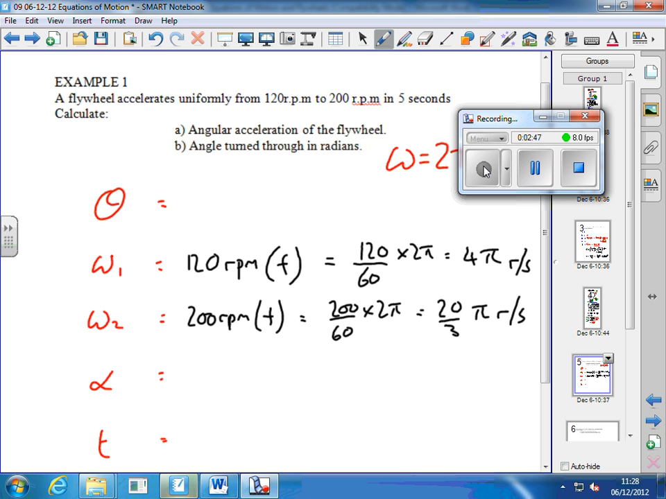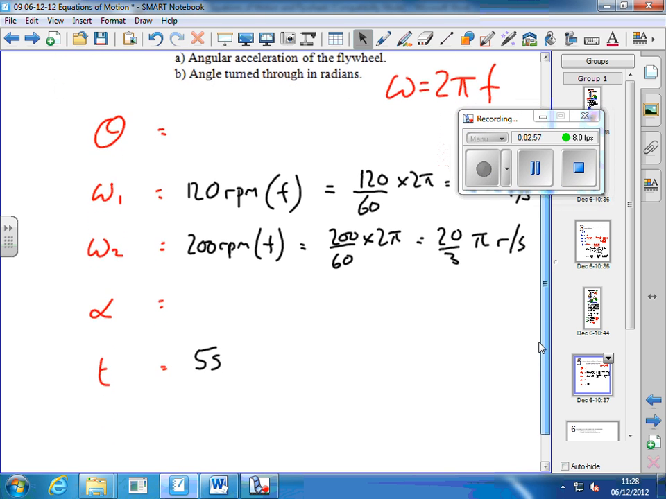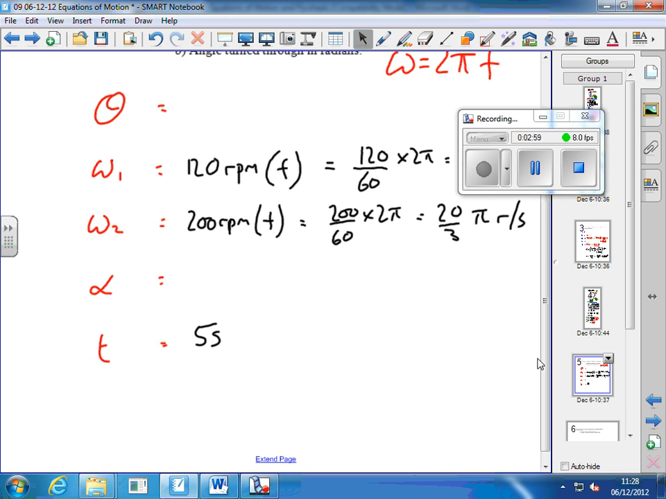So now we can find alpha. Oh, we know t as well, don't we? It's 5 seconds. So now we can go ahead and find alpha. See if you can carry on and finish that problem now, and then we'll have a look.